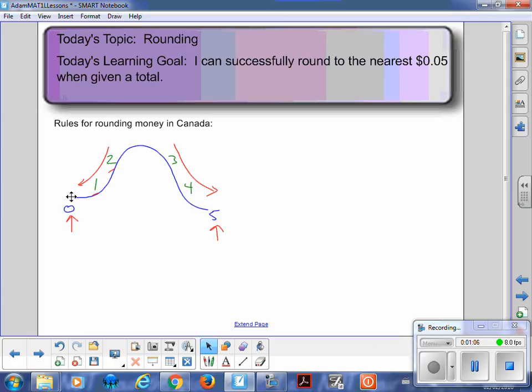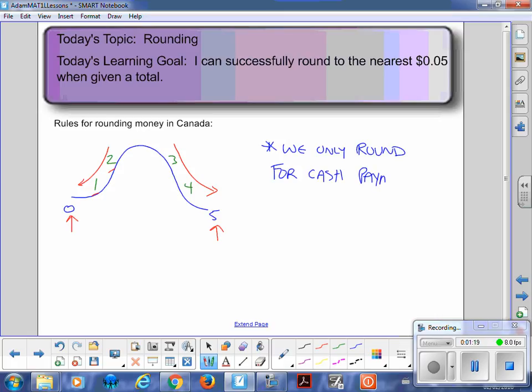Now, as a side note, we only round for cash payments. If you're using your debit card, you will pay the exact amount. For example, if it comes up on the till as $9.43, that's what you'll pay with your debit card.